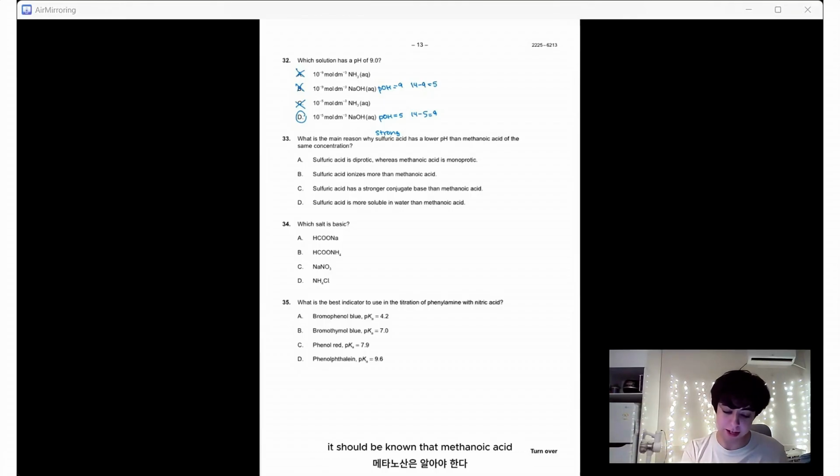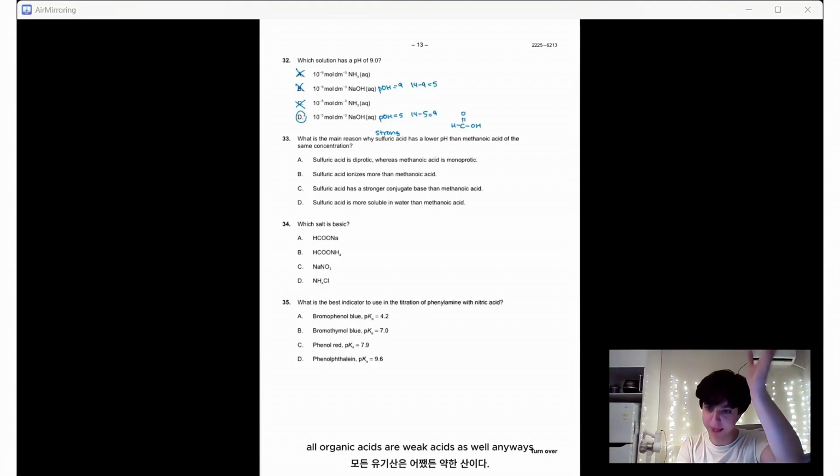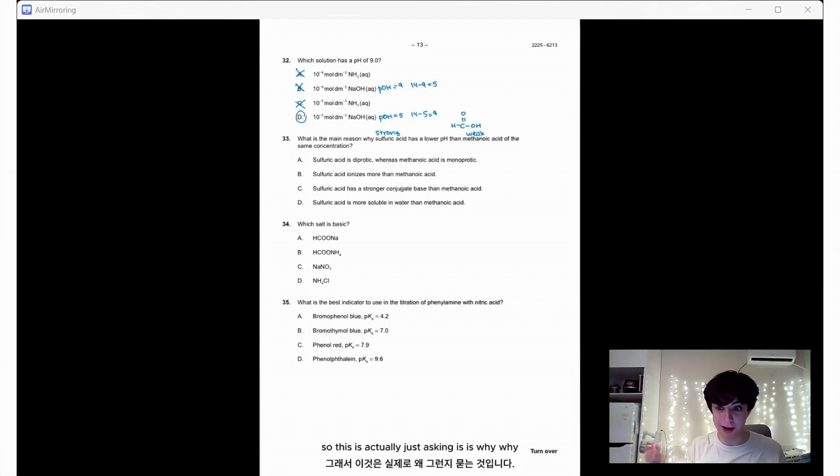In addition, it should be known that methanoic acid, meth is one of our organic prefixes. So is that CH3COOH? No, it'd be CHOOH. There we go, methanoic acid. My bad, got that wrong. Anyways, that is our organic acid. All organic acids are weak acids as well. So this is actually just asking why a strong acid has a low pH and why a weak acid has a higher pH.